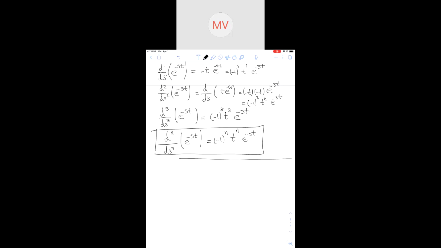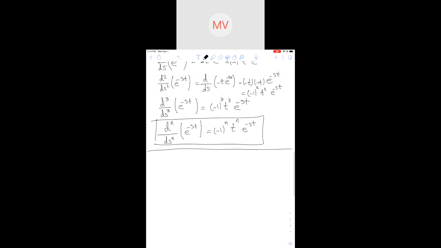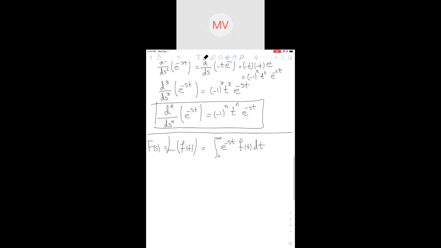All right. Now, this is the first transition that I'm going to talk about. What's the Laplace of f of t? First of all, we named it F of s, and by the definition, this is the integral from 0 to infinity of e to the negative st f of t dt, right?